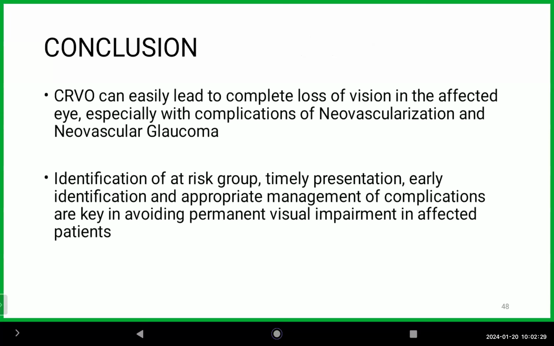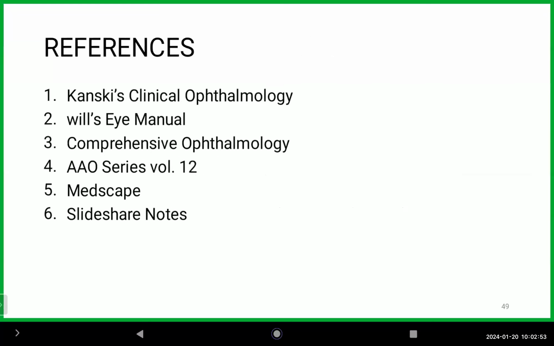Central retinal vein occlusion can easily lead to complete loss of vision in the affected eye, especially with the complication of neovascularization and neovascular glaucoma. So early identification of the risk factors, timely presentation of the patient, and early and appropriate management of complications is key in order to prevent permanent visual loss in affected patients. And these are my references.